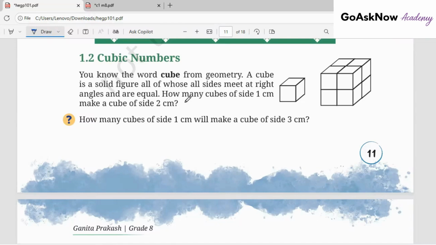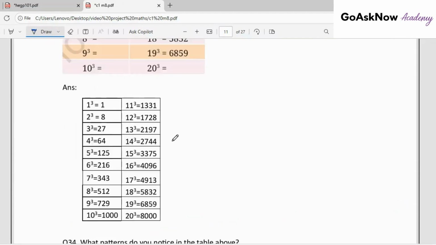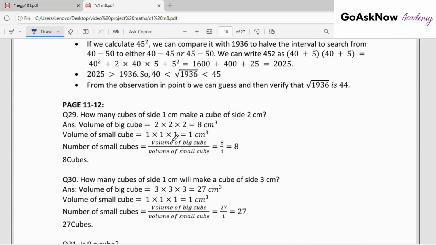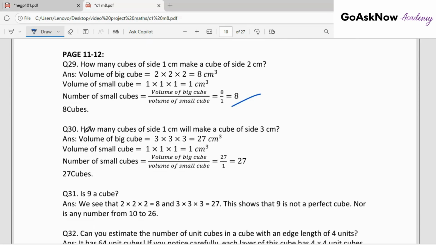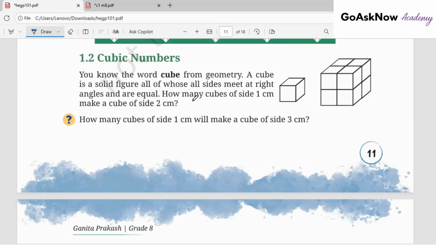Continuing with the question, how many cubes of side 1 centimeter make the cube of side 2 centimeter? Let us calculate that one. Here, volume of big cube 2 into 2 into 2 is equal to 8 centimeter cube. Volume of a small cube is equal to 1 into 1 into 1 is equal to 1 centimeter cube. Number of small cubes is equal to volume of big cube divided by volume of small cube, which is equal to 8 divided by 1, which is 8. The answer is 8 cubes.